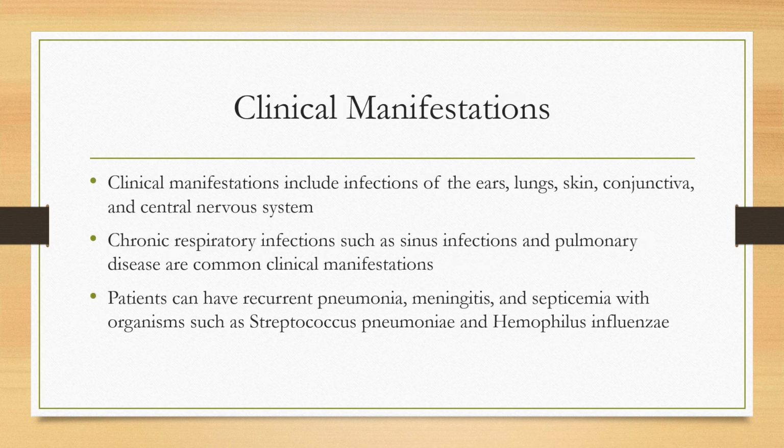So clinical manifestations. Clinical manifestations of this disease will include infections of the ears, the lungs, the skin, the conjunctiva, and then the central nervous system. So chronic respiratory infections such as sinus infections and pulmonary disease are common clinical manifestations. Clients will have recurrent pneumonia, meningitis, and septicemia with organisms such as Streptococcus pneumoniae and Haemophilus influenzae. So again, this tells me that I am going to have difficulty fighting off infections if I have this disorder.